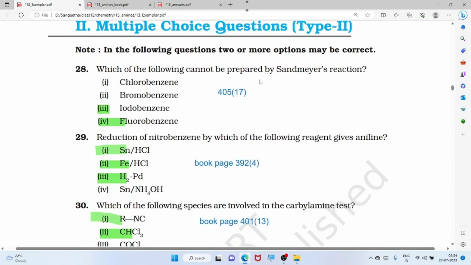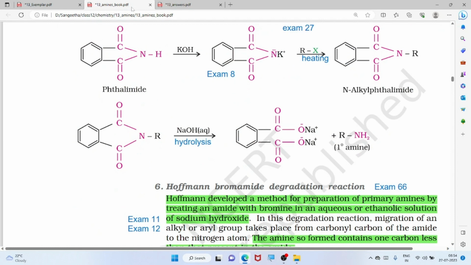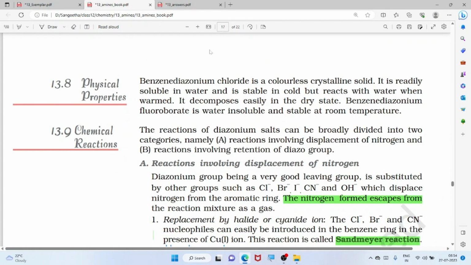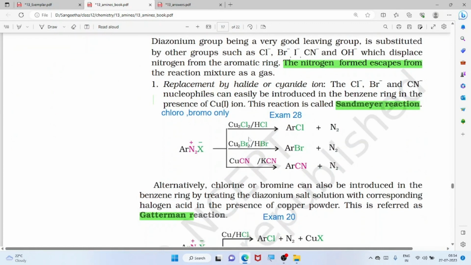Which of the following cannot be prepared by the Sandmeyer's reaction? Only chlorine and bromine can be prepared. Iodine and fluorine cannot be prepared by the Sandmeyer's reaction. See here, only chlorine and bromine. Iodine and fluorine are not prepared in this reaction.